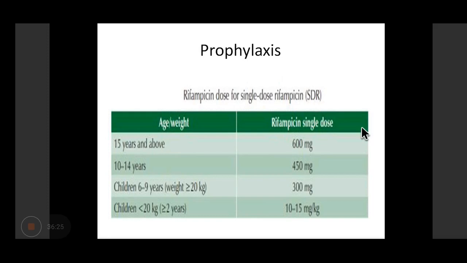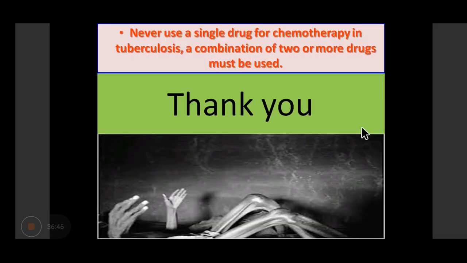For adults 15 years and above, we use 600 mg. For 10 to 14 years, we use 450, which we have already seen, and then 300 mg for 6 to 9 years, and then weight based 10 mg per kg for less than 20 kg and at least 2 years. So we should not use these drugs in the population less than 2 years. So this is all about leprosy.